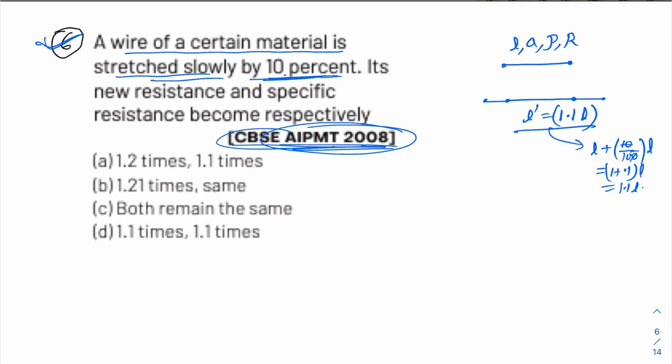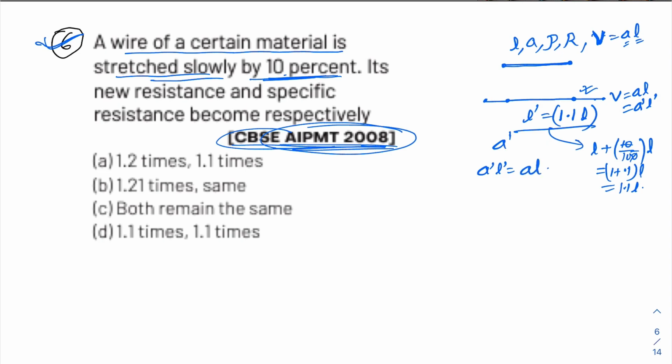What will be the area? Area will be changed. How will the area be changed? Because the volume of this one, let the volume be V, and the volume of the stretched one will be the same, because the same wire is stretched. So volume is equal to A into L, area into length. So A L equal to the volume of this new stretched wire, which will be A dash into L dash. So A dash into L dash equal to A into L.